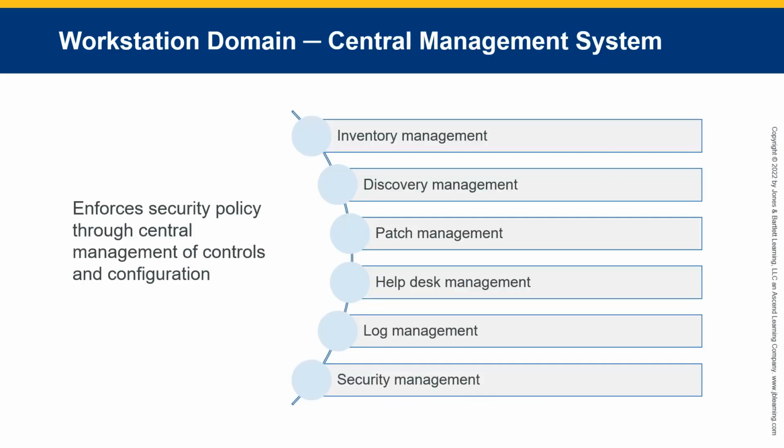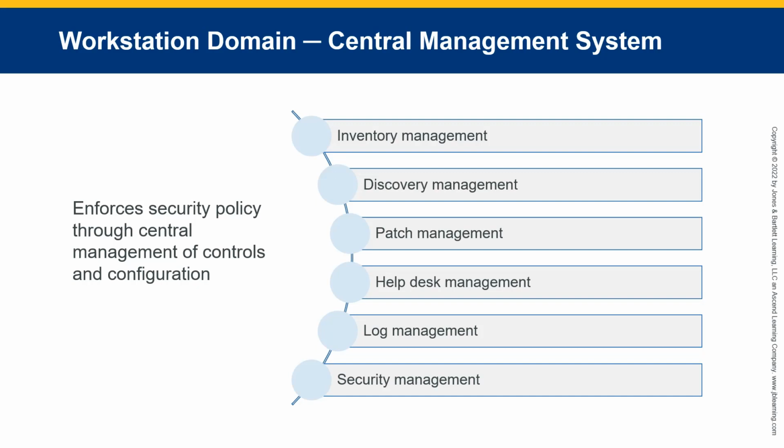Workstation domain, central management system. Regardless of the management software used, different brands all generally share many of the same capabilities. The key functionalities to look for are these. First is inventory management. An inventory management system tracks devices as they connect to the LAN. This builds an inventory of which devices are on the network and how often they connect to the LAN. Information inventories are useful for investigating security incidents and ensuring regulatory compliance.